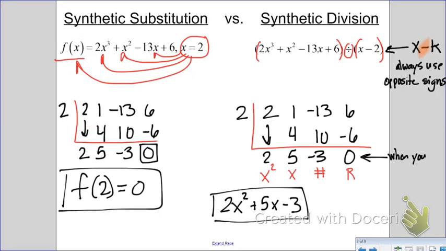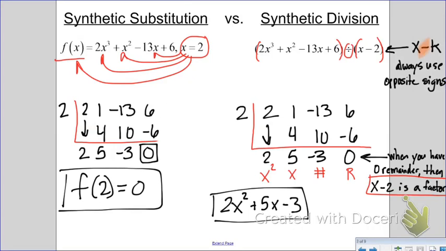So when you have 0 remainder, then the x minus 2 is a factor. And that's the most important statement there. X minus 2 is a factor.